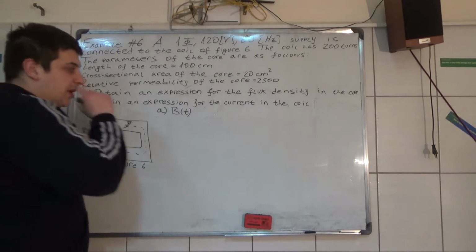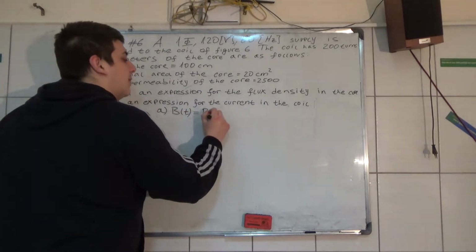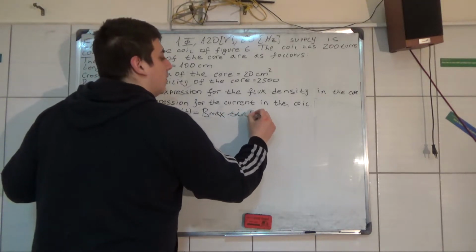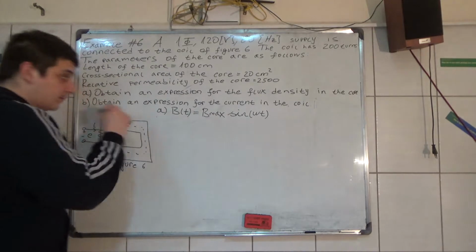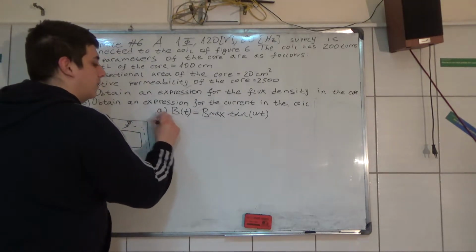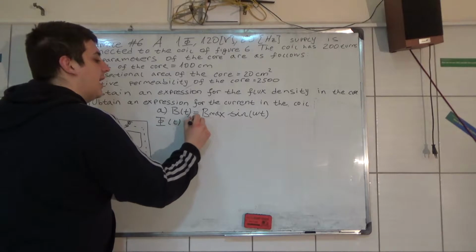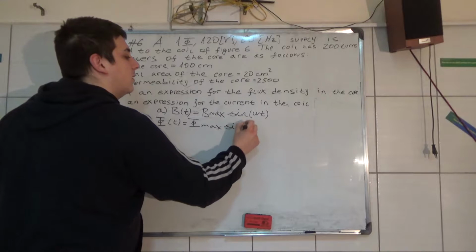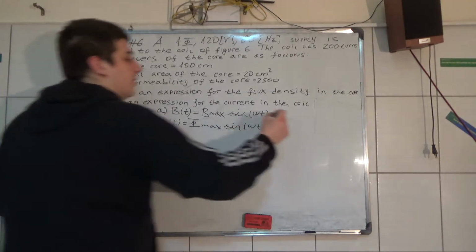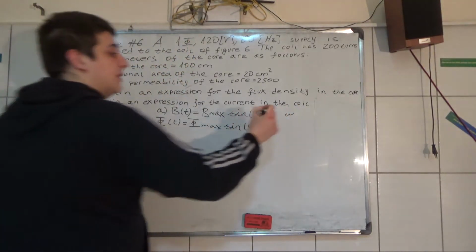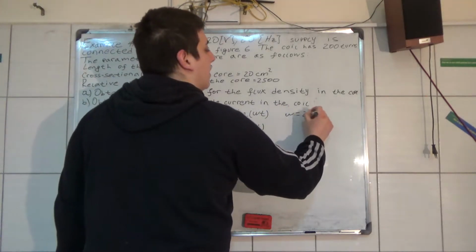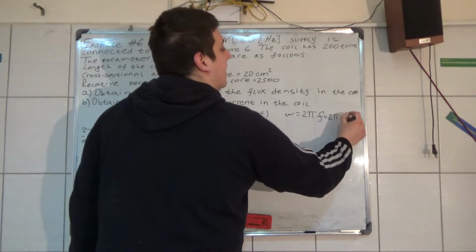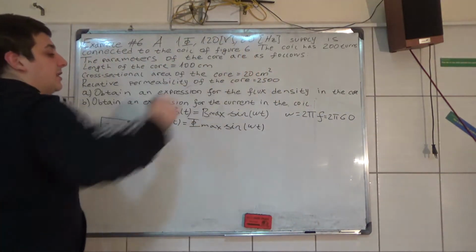So the expression is B maximum times sin omega t, and the flux is equal to the amplitude times sin omega t. You know that omega is angular velocity and it is equal to 2π times the frequency, and that is equal to 2π times 60 because the frequency is 60 Hz.